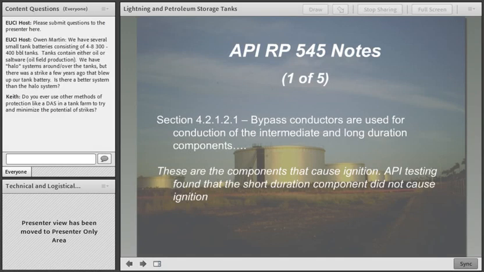Like I said earlier, the API spent over $250,000 for directed research and testing. This testing included injecting lightning currents through simulated shunts. It included injecting currents of different wave shapes to simulate the different components of the lightning strike and so forth. And what they found was that the fast component did not ignite flammable vapors, whereas the slow component did. So it really became obvious that it was critical to provide a safe pathway for the long duration component.